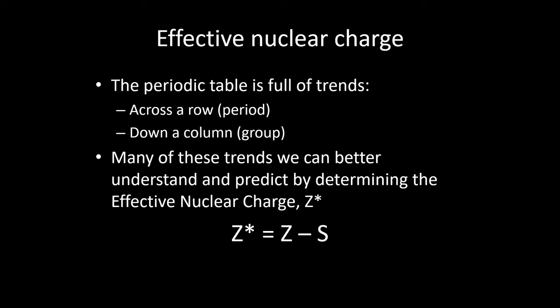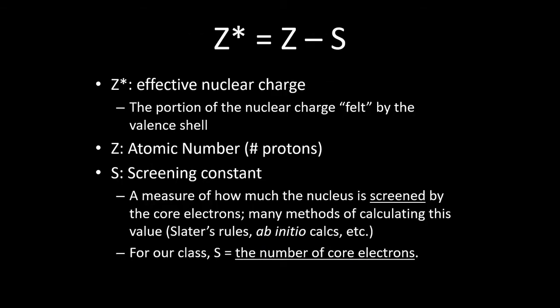So this is the equation we're going to use to describe the effective nuclear charge. And I think, yes, we have a more detailed description here. So we have Z*, which is the effective nuclear charge, is equal to Z, which is the atomic number, which is just the number of protons that an element has, minus the screening constant, which is essentially how much of the nucleus is being shielded.